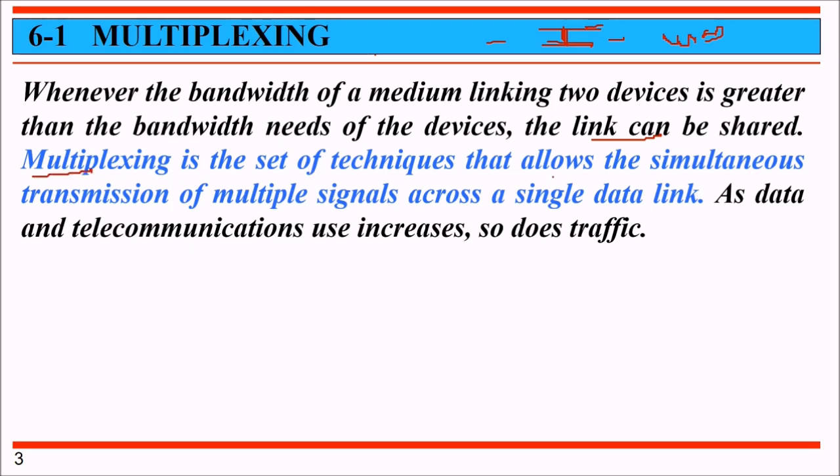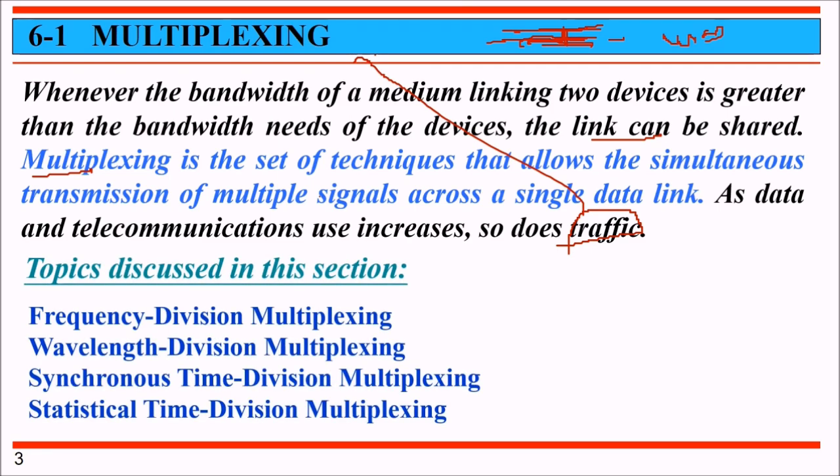These are a set of techniques that allow the simultaneous transmission of multiple, not one, but multiple signals across a single data link. As data and communication use increases, so does the traffic, and you have to manage the traffic with multiplexing. So we'll see all these types of multiplexing, namely FDM, that is frequency division multiplexing, wavelength division multiplexing, synchronous time division multiplexing, and statistical time division multiplexing.